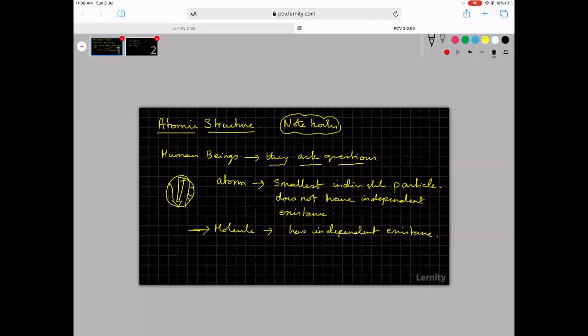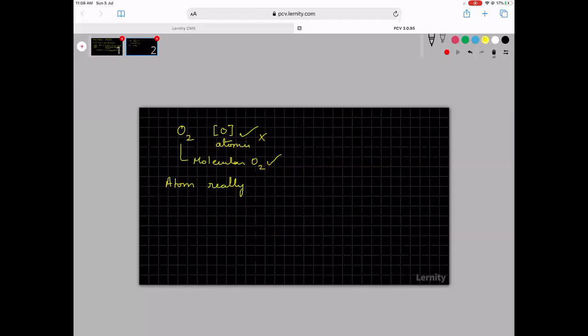Yeah. So this is the first slide. I hope you are understanding. Molecule has independent existence, an atom does not have independent existence. So I was just trying to explain to you what it means. So mankind asked this question, atom, is it really indivisible? Okay, is atom really indivisible?